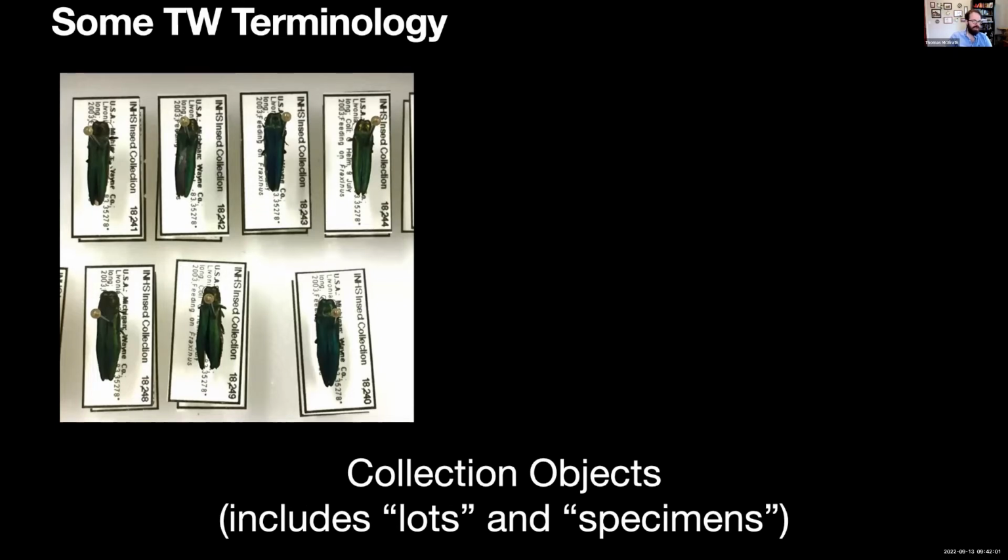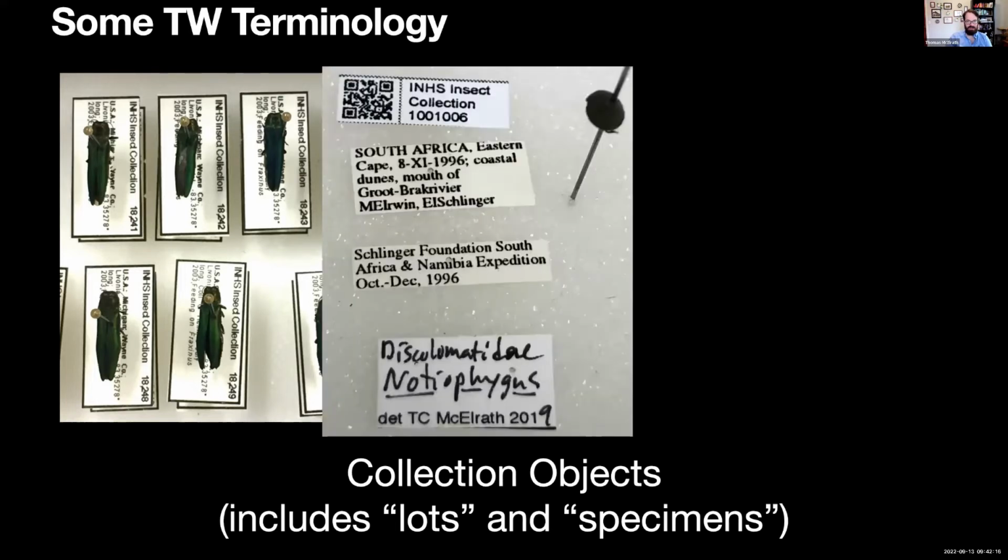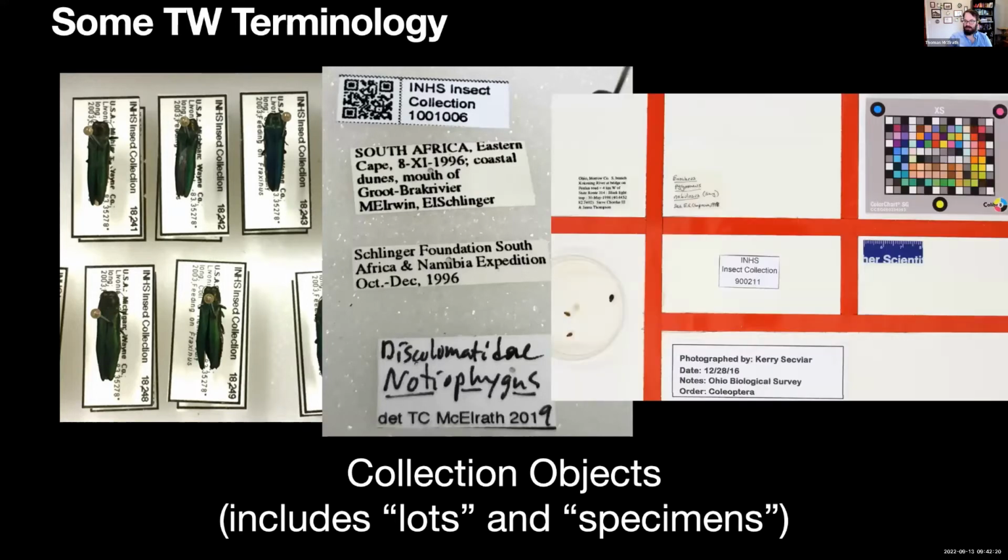So it can be a lot, it can be a specimen. So it includes those two traditional terms in terms of things you assign identifiers to. So in the insect collection, we have things on pins. Those are collection objects, like this beautiful, weird, tiny brown beetle. Things in vials, these are collection objects as well. You'll notice there's multiples there, but that's one collection object, even though there are three specimens. So just to give you some idea of what that is.